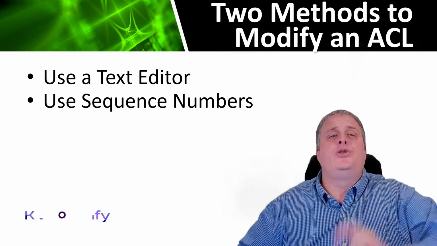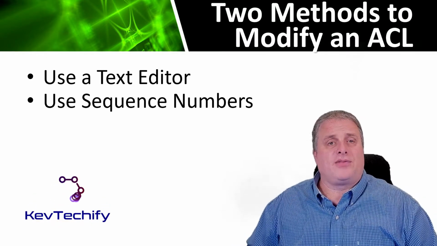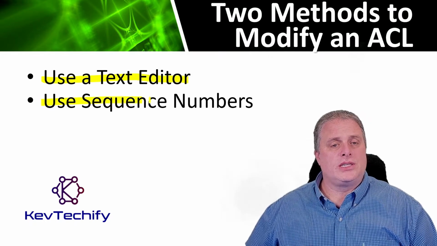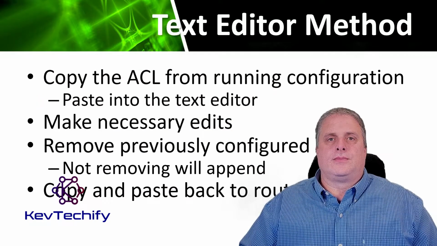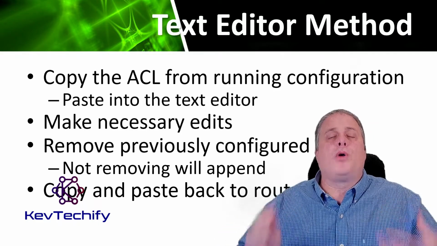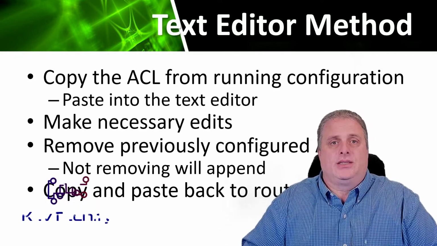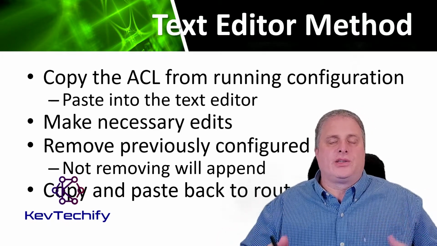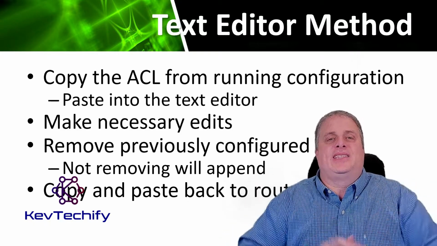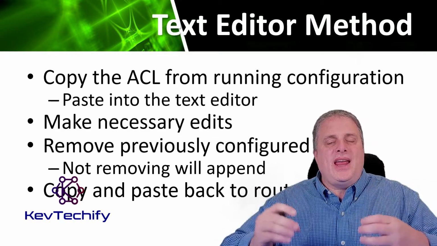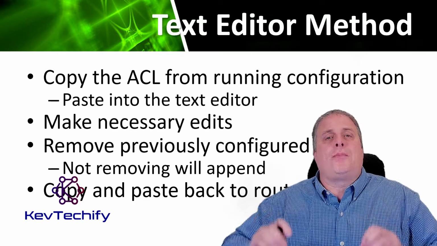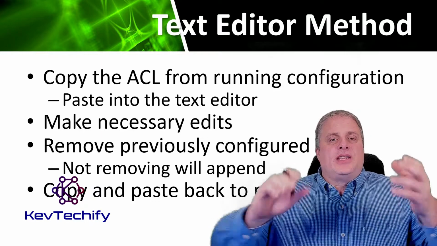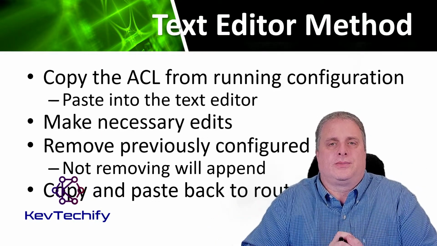Now, there are two methods you can use when modifying an ACL. One is to use a text editor, and the other is to use sequence numbers. Access control lists with multiple access control entries, ACEs, should be created in a text editor. This allows you to plan the required access control entries and create that ACL. Once you get that ACL created in that text editor, you can paste it into the router interface. This simplifies the task to edit and fix an access control list.